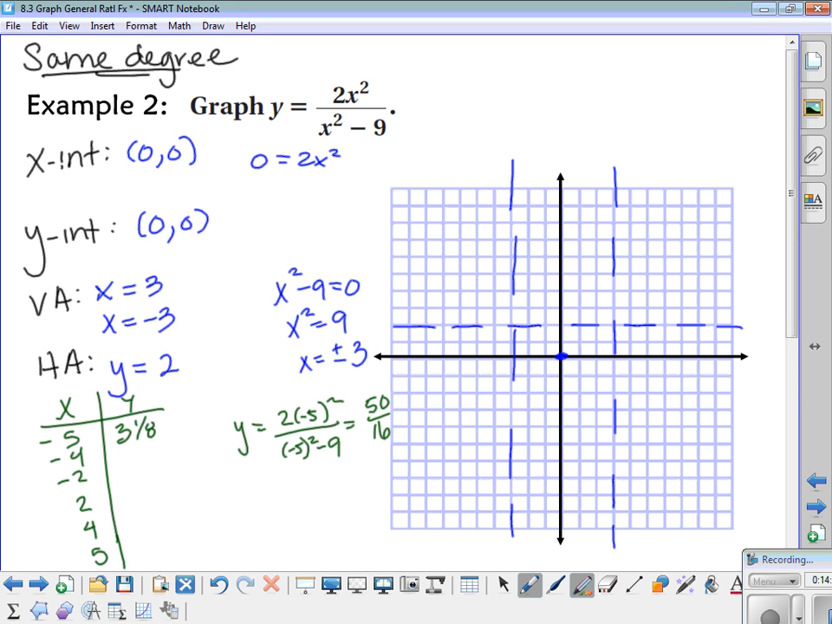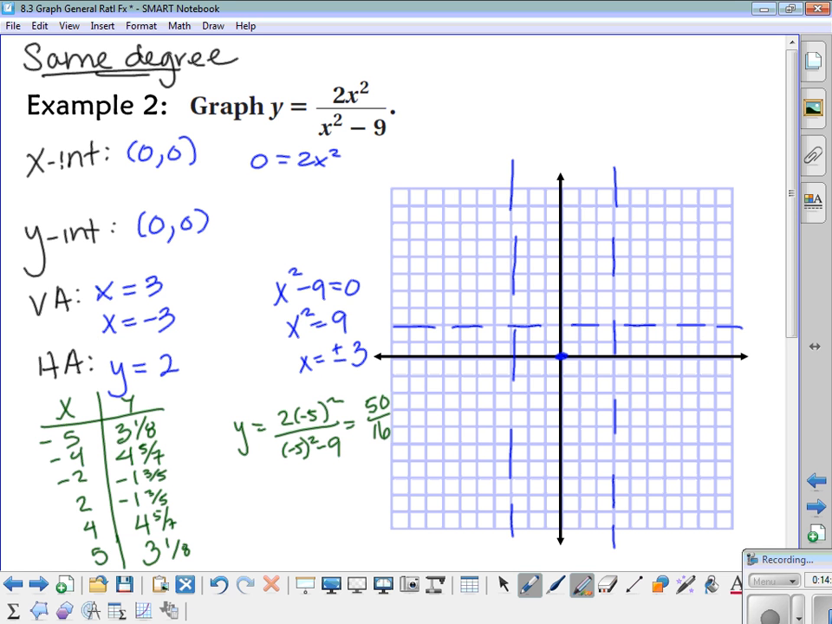And then doing the same thing for all of them. For negative 4, I would get 4 5/7. For negative 2, I get negative 1 3/5. Positive 2, I also get negative 1 3/5. Positive 4, I get 4 5/7. Positive 5, I get 3 1/8. Since all the x's are squared, it ends up being symmetrical. So, all right, then I just have to plot the points and approximate the curve.